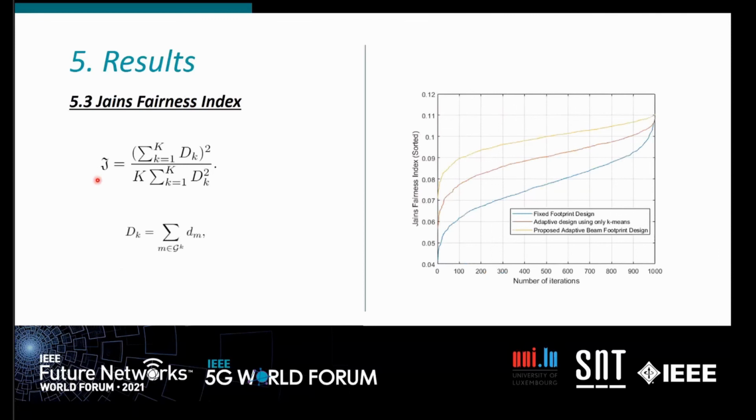Jain's Fairness Index is a well-known fairness metric, which in this context measures how evenly the demand is distributed across all the beams, and it is defined using this equation. The value of Jain's Fairness Index will vary from 1/K to 1, where the higher the value, the better the demand is distributed. We run this experiment for 1000 iterations, and you can see that the proposed adaptive beam footprint design performs better than the fixed beam footprint design, and also better than the adaptive design that uses only k-means.